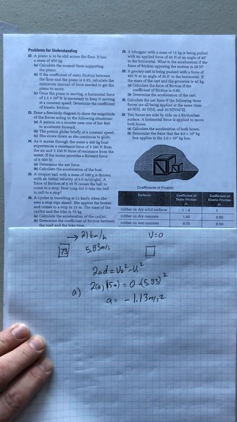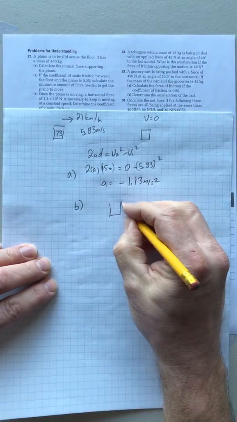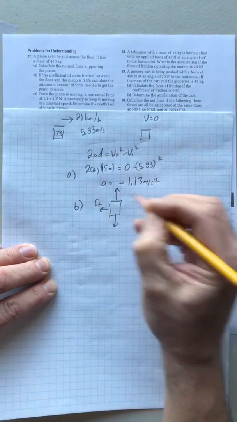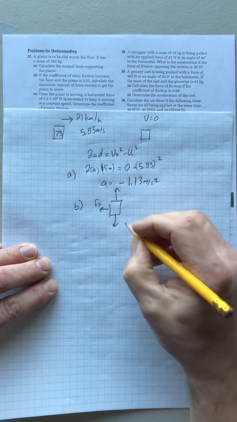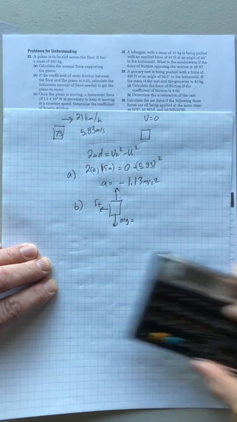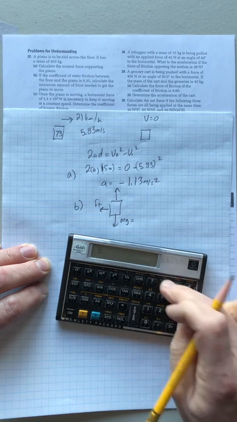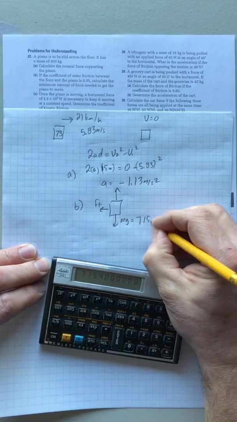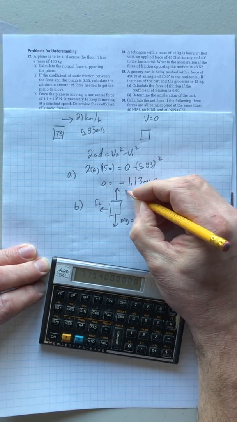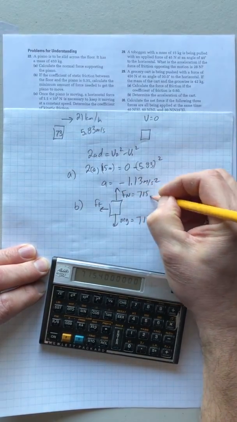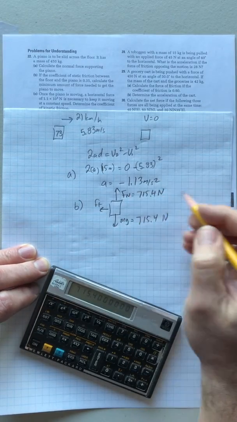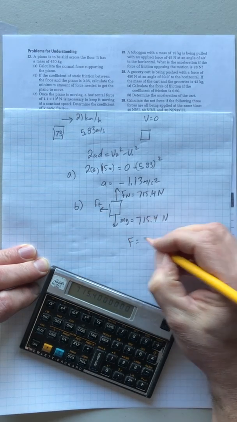B, determine the coefficient of friction between the road and the bike. Let's take a look at that then. We have gravity, which is always the same, the normal force, and we have force of friction. These two are going to cancel each other out, but this will be mg, which equals 73 times 9.8, 715. And this will also be the normal force, which equals 715.4 newtons.